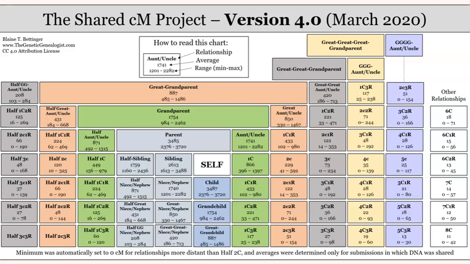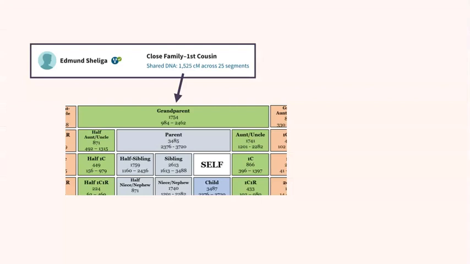So the ranges of shared centimorgans were all submitted by people who had their DNA tested and they know how they are related to their DNA match. For example, I know how I'm related to my grandfather. We both tested at Ancestry and it shows that we share 1,525 centimorgans, and that falls comfortably within the range shown on the shared centimorgan chart, although it is a little below the average.